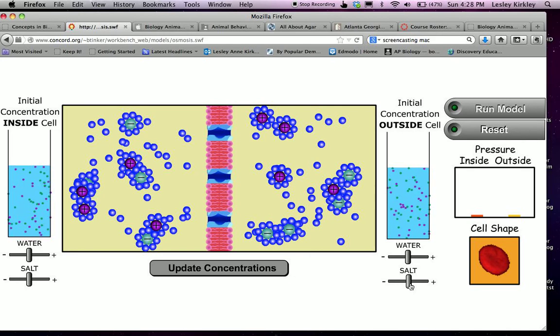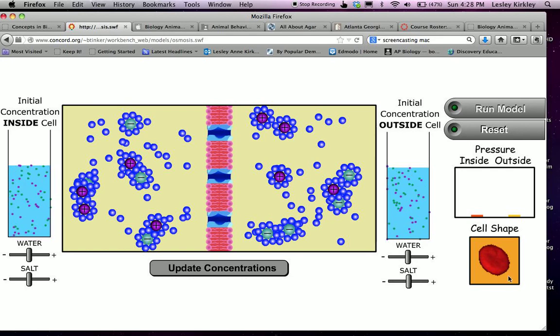I also get some extra information in this simulation. I can see what's happening to the pressure against the membrane. I can see that pressure on the inside surface of the membrane, inside the cell, and it's going to be an orange bar right here. And I can see the pressure outside the cell by this yellow bar. I can also see the shape of the cell.